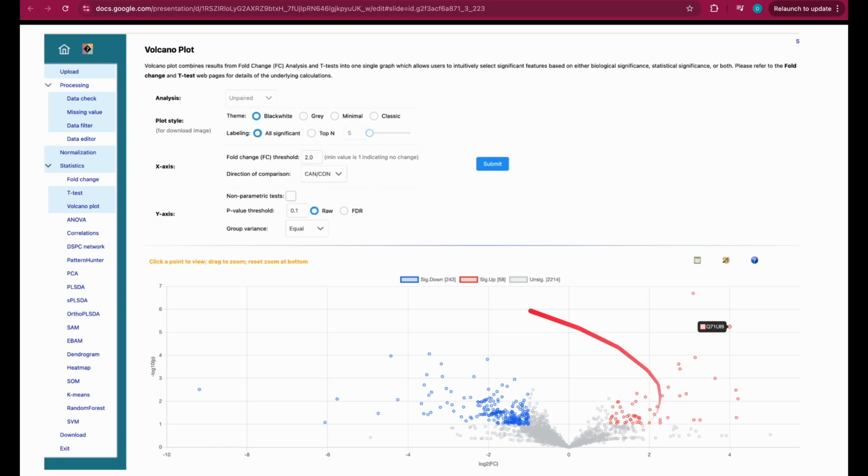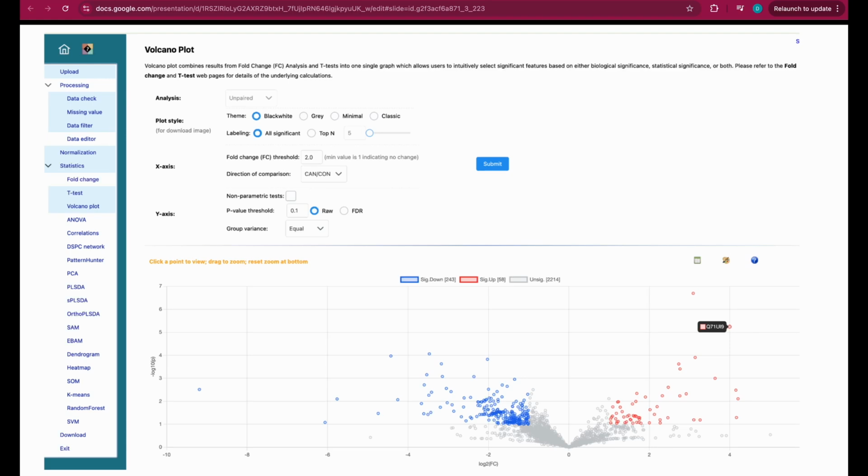So these red dots represent the significantly upregulated proteins, whereas the blue dots represent the significantly downregulated proteins, which are 243, and upregulated are 58. If you pass your cursor over any of these dots, it will also give you the IDs, UniProt IDs, of that particular protein. So in this way you can simply analyze your data, you can visualize your data effectively.